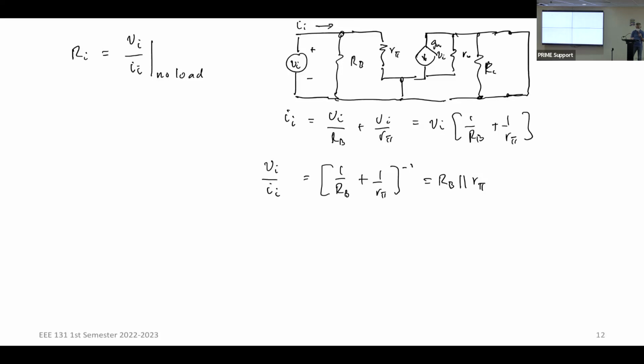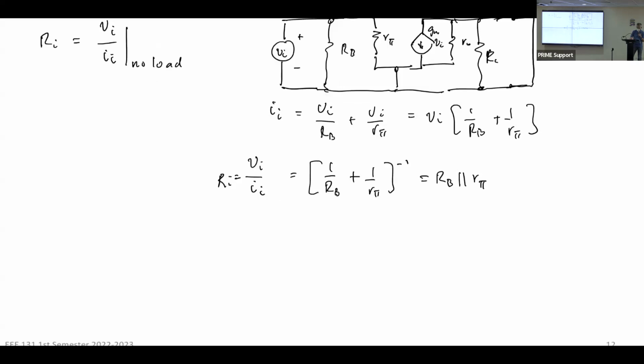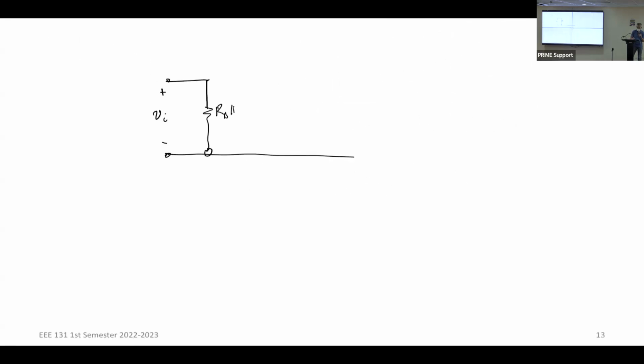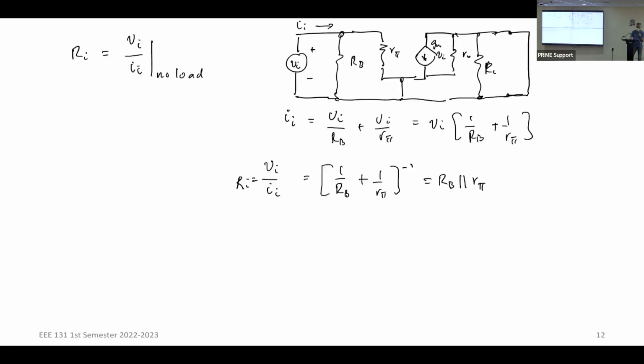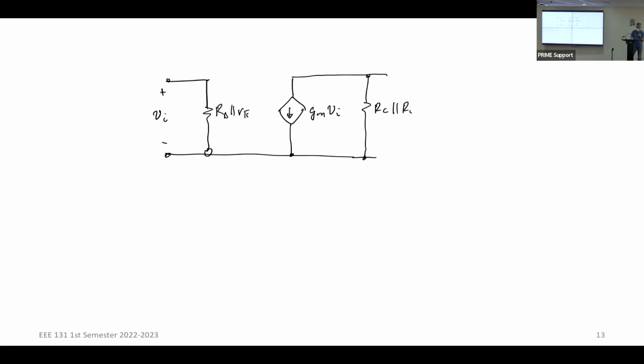Okay. So now I have my complete model, right? What is my complete model? So this is now V sub I. Ang Ri natin, this is R sub I, which is RB in parallel with R pi. Capital G sub M is equal to small g sub M, so this is going to be small g sub M, V sub I. And then my R sub O is RC in parallel with R sub O. And then this is now V sub O.